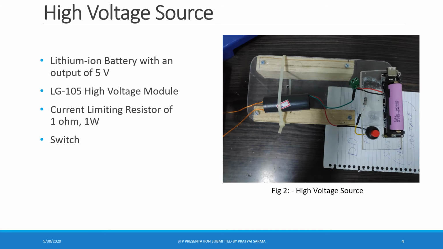The high voltage source which we have designed for the experiment consists of 4 parts. It has a lithium-ion battery which gives an output of 5 volts. It has a LG105 high voltage module which gives a high output voltage of the order of kilovolts. Then we have the current limiting resistor of 1 ohm, 1 watt capacity, and a switch.